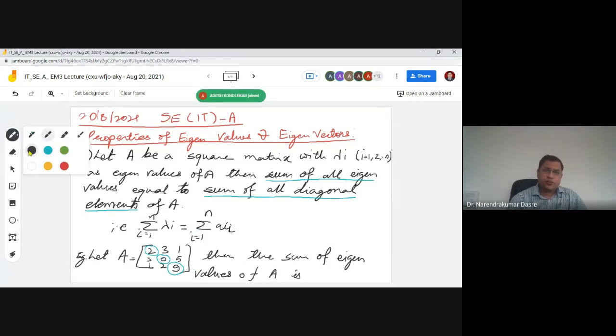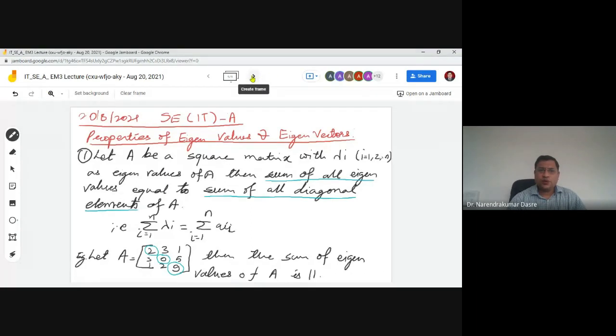So can you tell me what will be the sum of all eigenvalues of this matrix A? What will be the sum? Anushri, can you tell me? Yes, it is going to be 11, because we have 2 plus 0 plus 9. The sum of the diagonal elements is 11, and hence the sum of the eigenvalues is going to be 11.